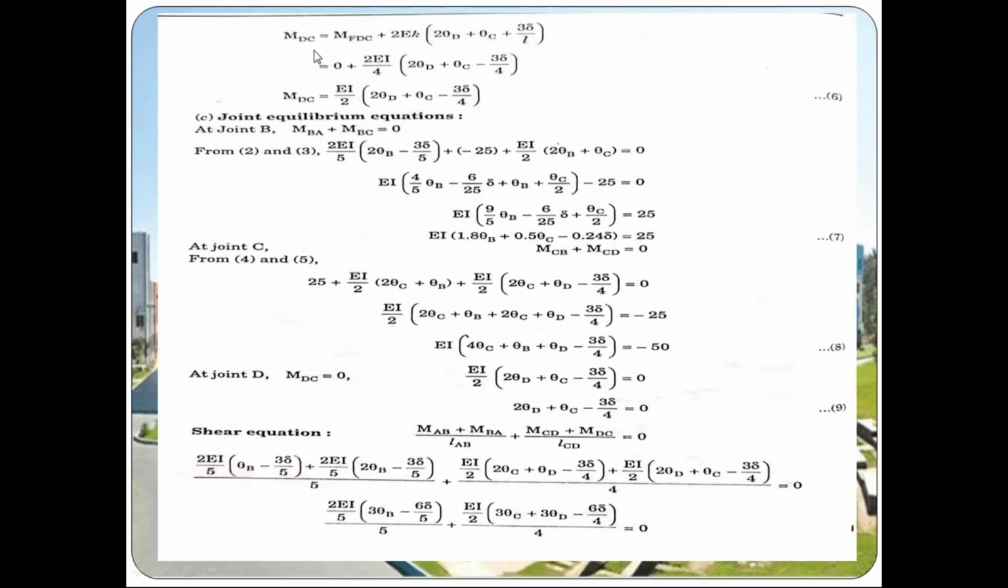And equation number 6, okay, MDC, same span. The formula is M of DC plus 2EI by L into 2 theta D plus theta C plus 3 delta by L. Here also the delta will come. So MDC is equal to EI by 2 into 2 theta D plus theta C minus 3 delta by 4. So this is equation number 6.